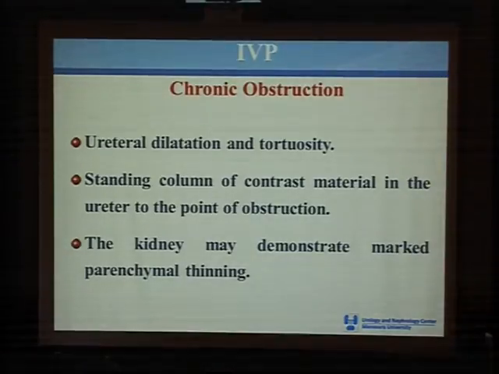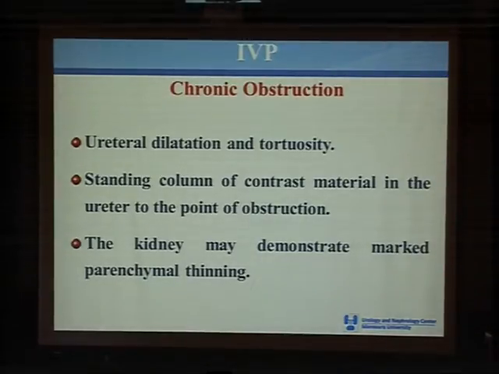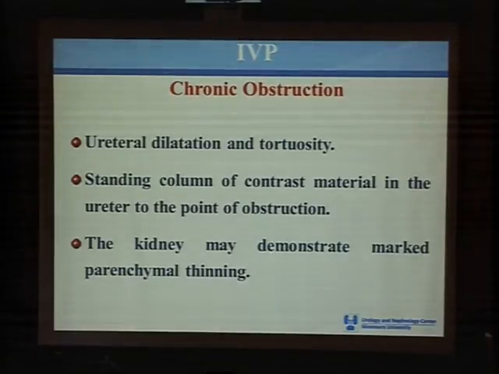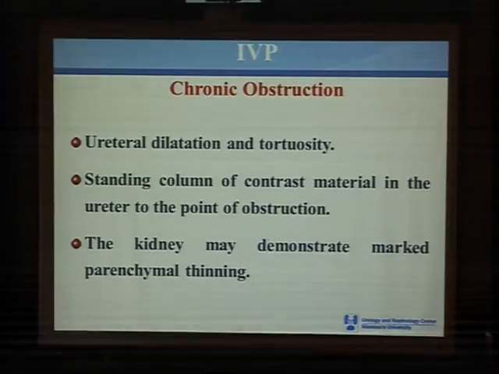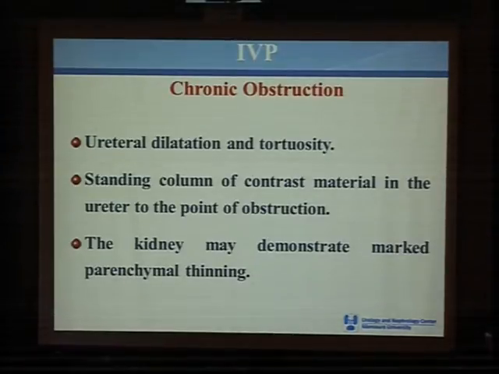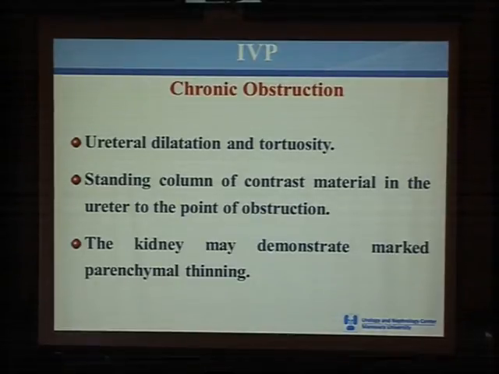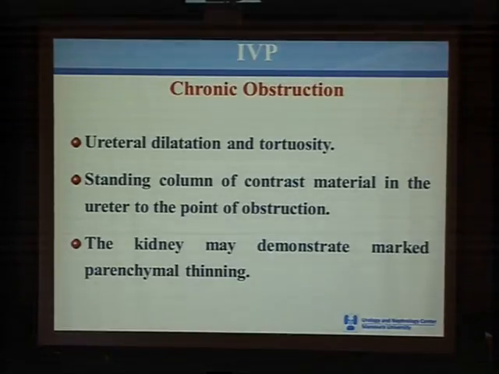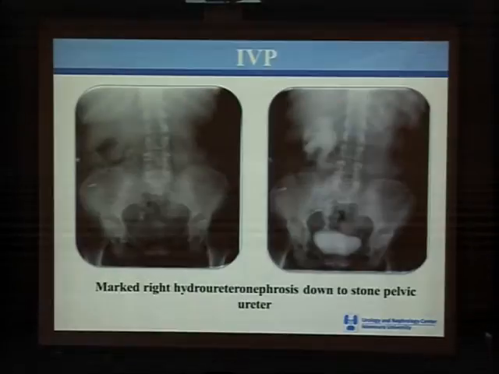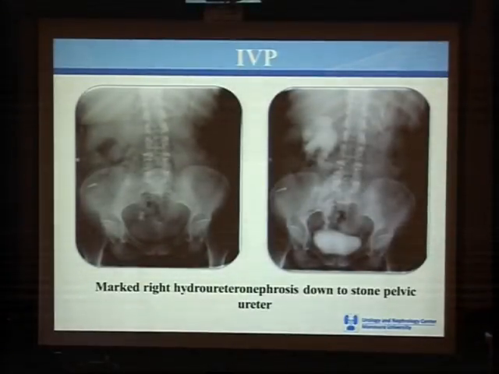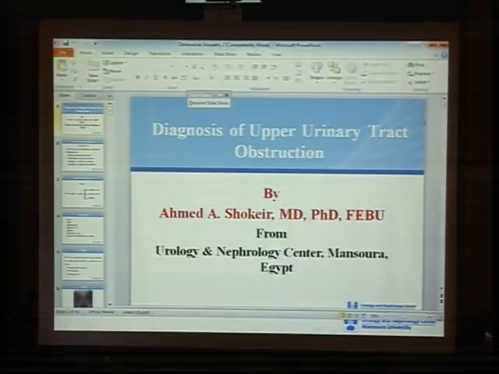Then for chronic obstruction, what are the signs on IVP of chronic obstruction? Ureteral dilatation and tortuosity. The ureter becomes dilated and tortuous above the level of obstruction. A standing column of contrast material in the ureter to the point of obstruction, and the kidney may demonstrate marked parenchymal thinning, and we are going to give an example of each of these signs to make it easy. This is an example of marked right hydroureteronephrosis.